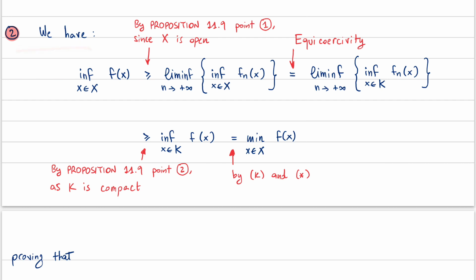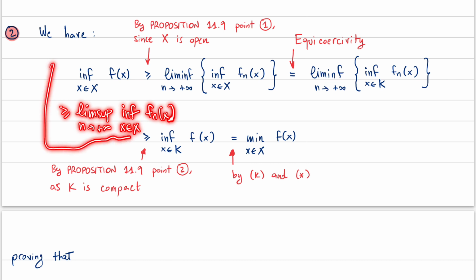Okay, point 2, we want to show that the infimums for the problems converge to the minimum of the gamma limit as n goes to plus infinity. So we start with this inequality. The infimum of f of x. Here we want to use proposition 11.9.1. Remember that this proposition told you that this infimum is larger or equal than the lim sup as n goes to plus infinity of the infimum over x in X of fn of x.